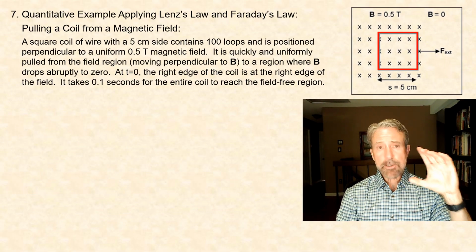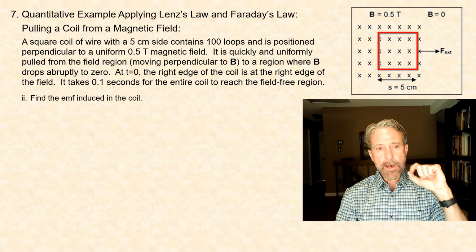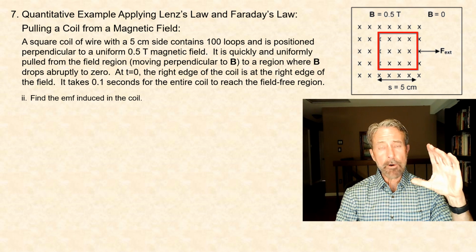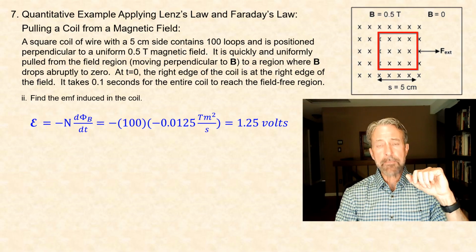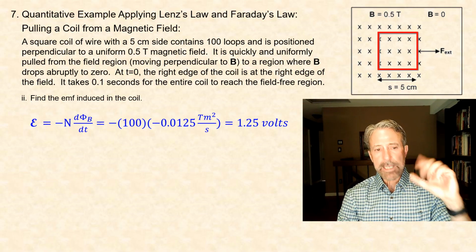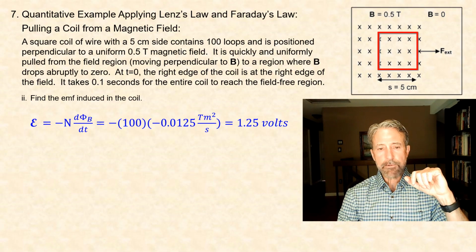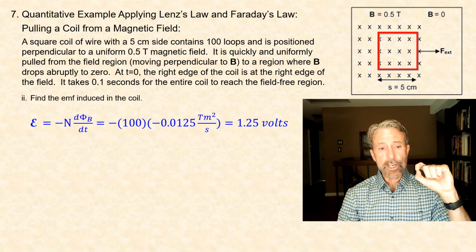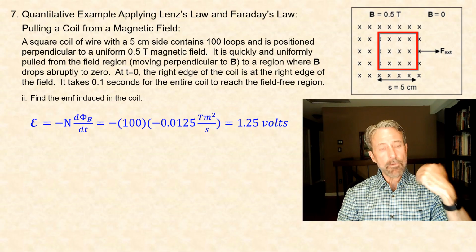We're next asked to find the induced EMF in the coil. Well, given what we found in the previous slide, that is the time rate of change of magnetic flux through the coil, then the induced EMF in the coil is simply given by Faraday's law, by taking the opposite of the number of turns in the coil times that time rate of change of magnetic flux. So substituting the number 100 in for a 100-turn coil, using the result we derived on the previous slide for the time rate of change of magnetic flux, we come up with a value of 1.25 volts for the induced EMF.